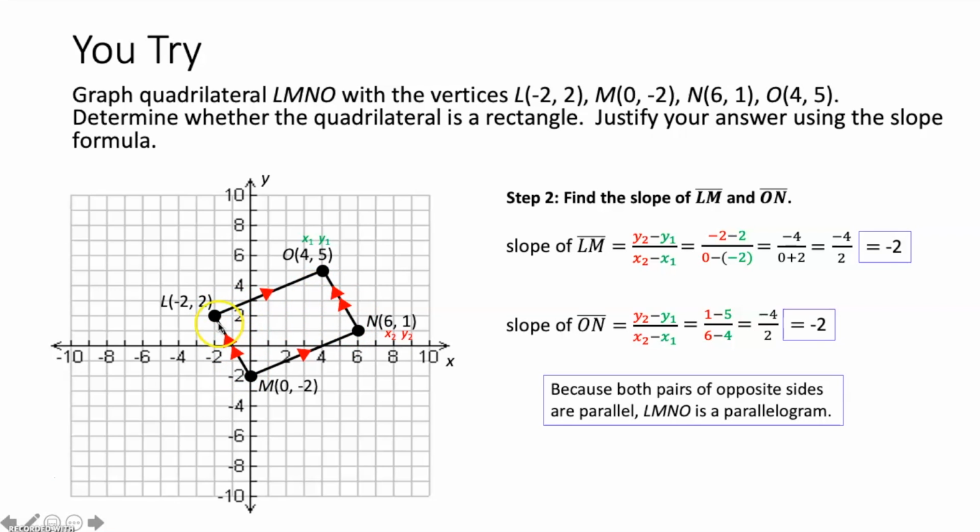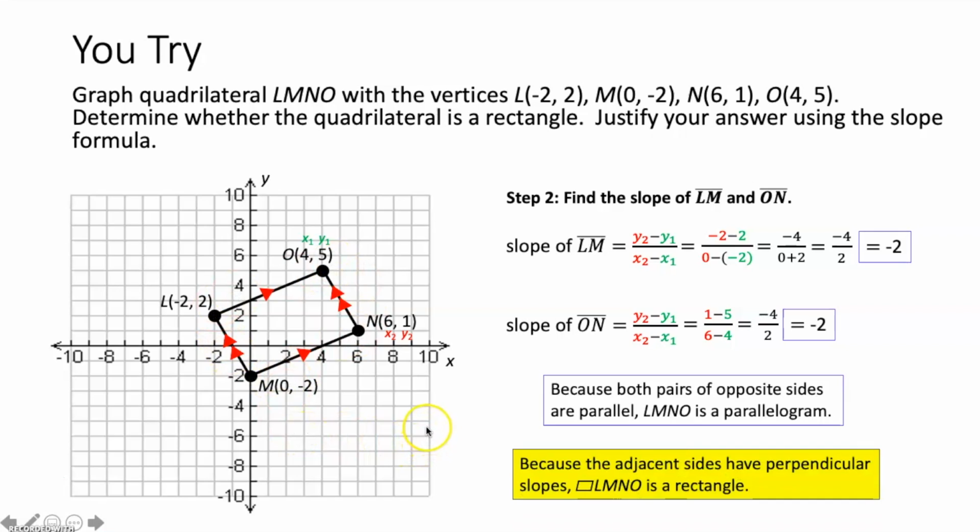So are these adjacent sides perpendicular to each other? Do they have perpendicular slopes? Well, the slopes of segment LO and segment MN were both 1/2. Is 1/2 the opposite reciprocal of negative 2? Yes, it is. Therefore, the adjacent sides are perpendicular to each other, meaning that all the angles are right, meaning that this parallelogram is a rectangle.